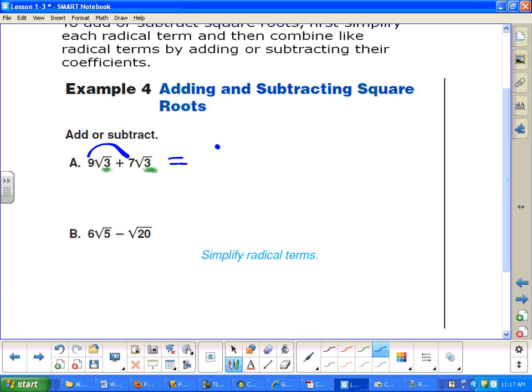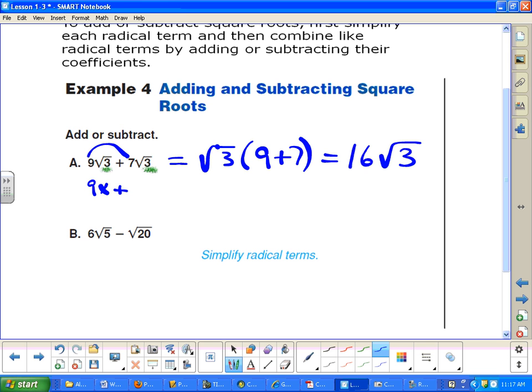I can do, they both have square root of 3, and then 9 plus 7. So this is 16 square roots of 3. Okay. Since we have the same thing under the radical, I can add them together. It would be just like I had 9x plus 7x is 16x. So I can add them.